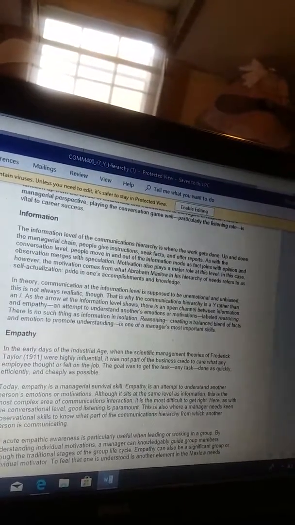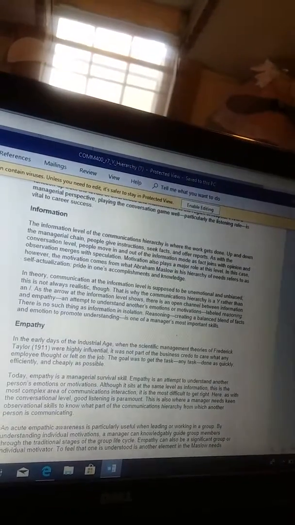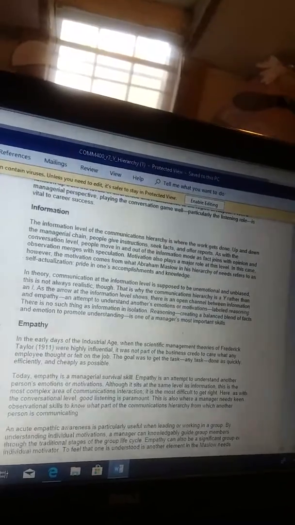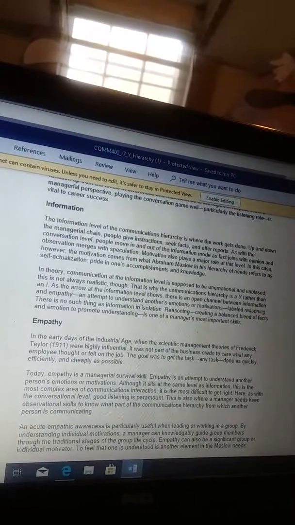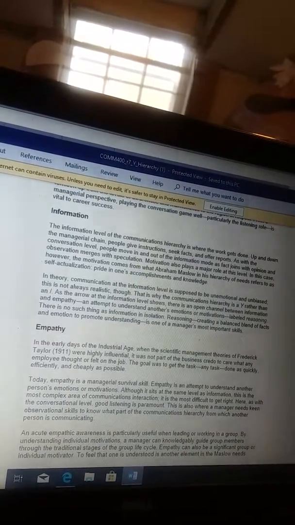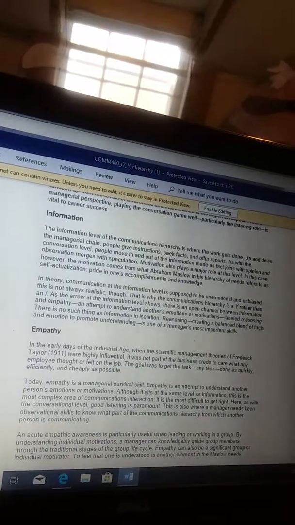As with the conversation level, people move in and out of the information mode as fact joins with opinion, and observation merges with speculation. Motivation also plays a major role at this level. In this case, however, the motivation comes from the self. Abraham Maslow, in his hierarchy of needs, refers to self-actualization, pride in one's accomplishments and knowledge.